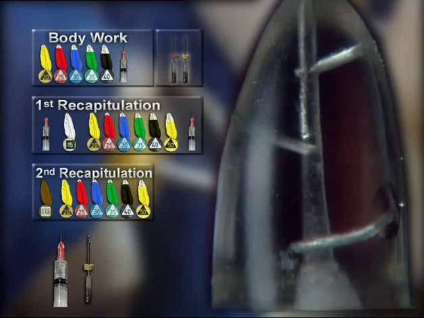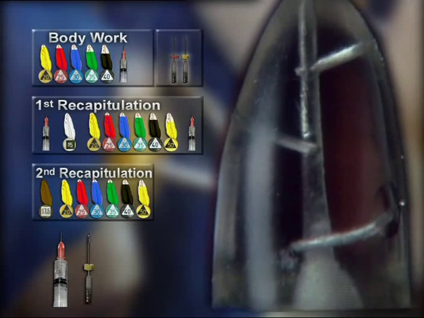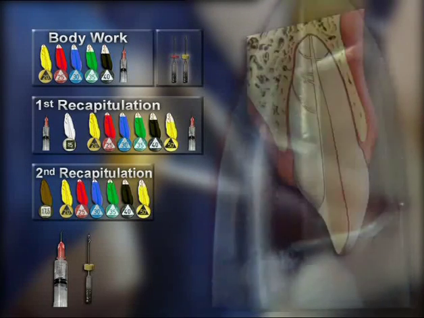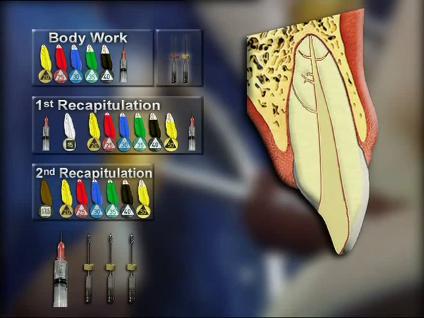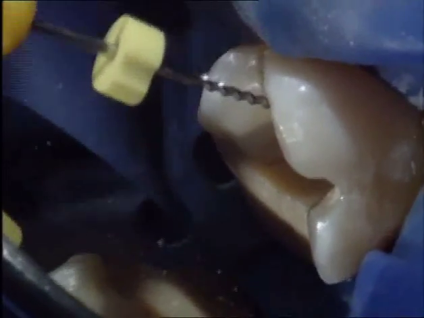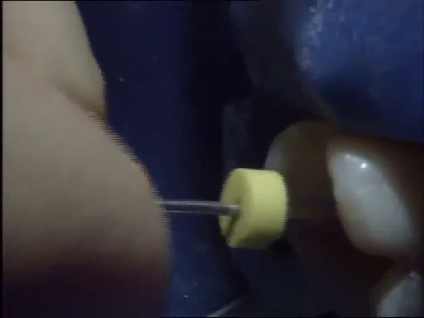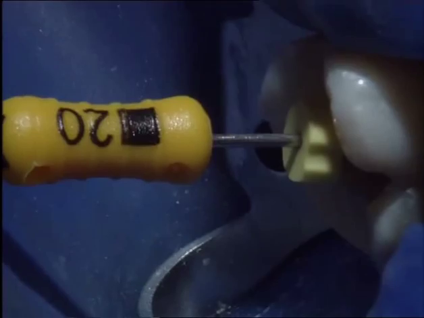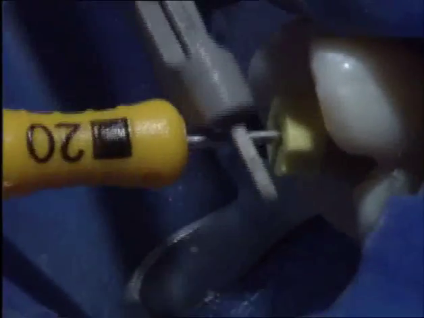Gates Glidden drills are used again to brush the walls in the cervical third and to continue to blend the shape of the apical third with the coronal third. If the desired shape has not been achieved, more recapitulations are necessary. After the last recapitulation, the actual size of the foramen is explored with a K file, in this case, a number 20 file. The exact position of the file gets checked electronically and radiographically.